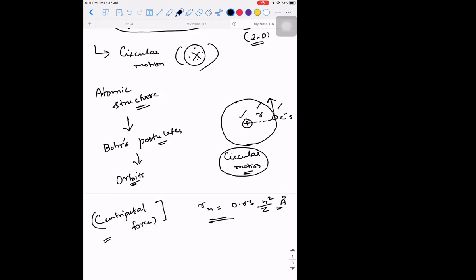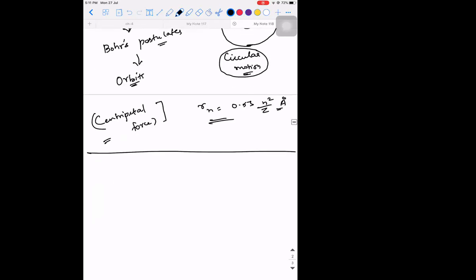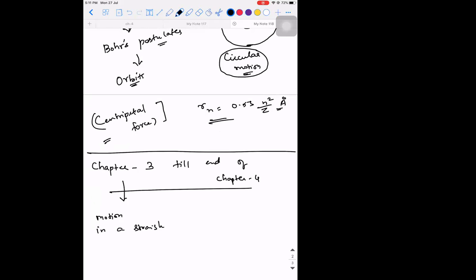Before I switch on my video, I would like to give you an important note. Till now, starting from chapter 3 till the end of chapter 4. So what is the name of chapter 3? It is motion in a straight line. The name of the fourth chapter is motion in a plane. So straight line means one-dimensional.